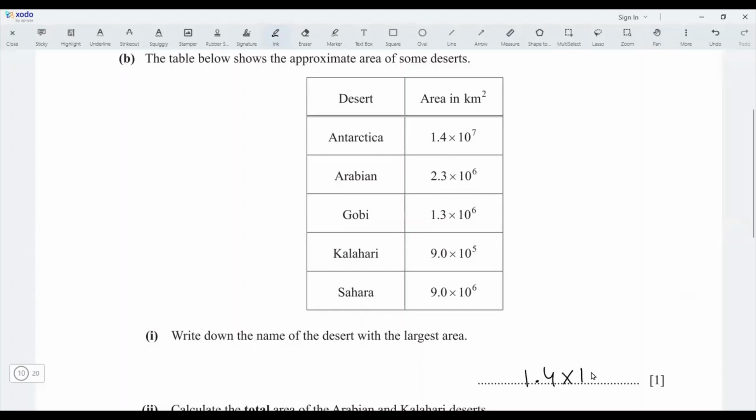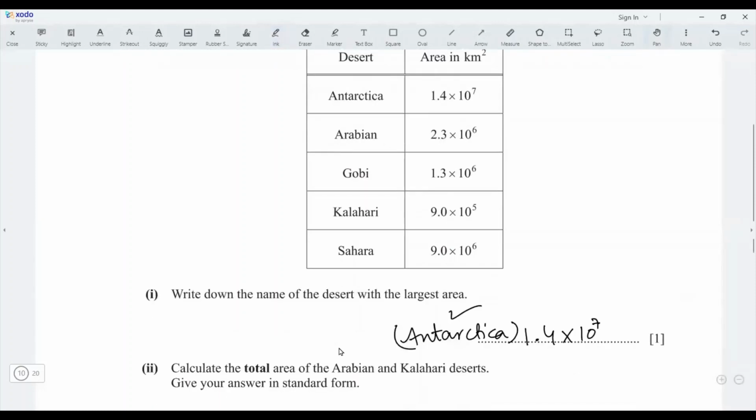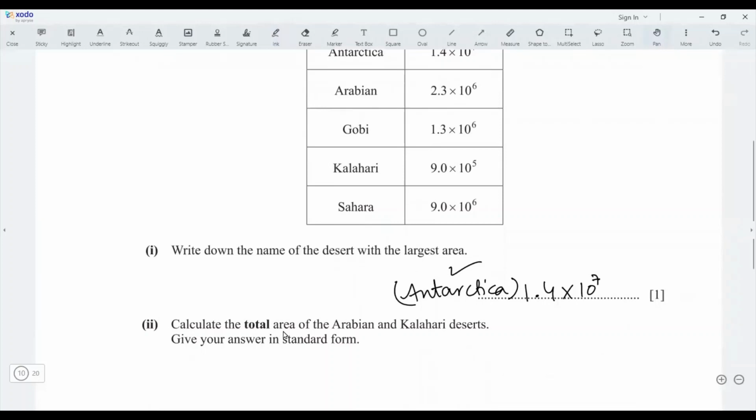1.4 times 10 to the power 7, and we have to write down the name. The name is basically Antarctica. So this is basically the result, and the area is 1.4 times 10 to the power 7. Next: calculate the total area of the Arabian and Kalahari deserts. Give your answer in standard form.